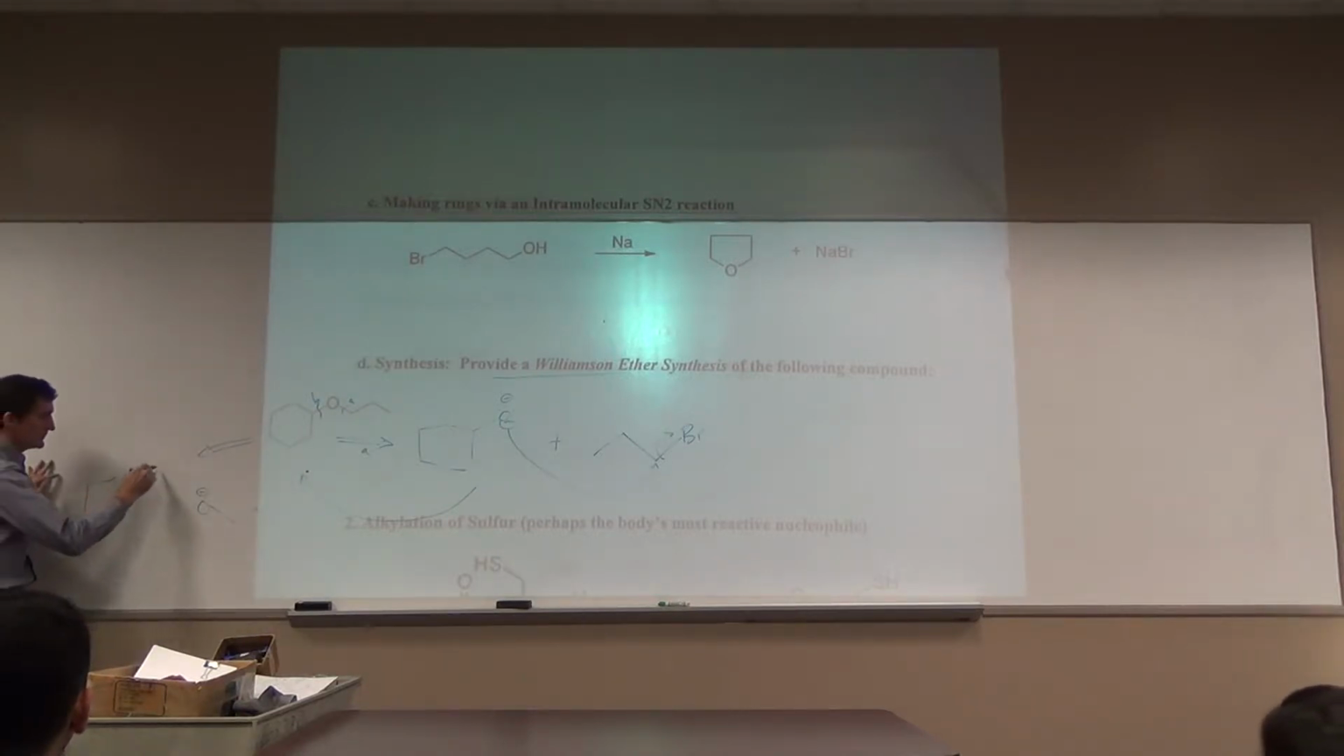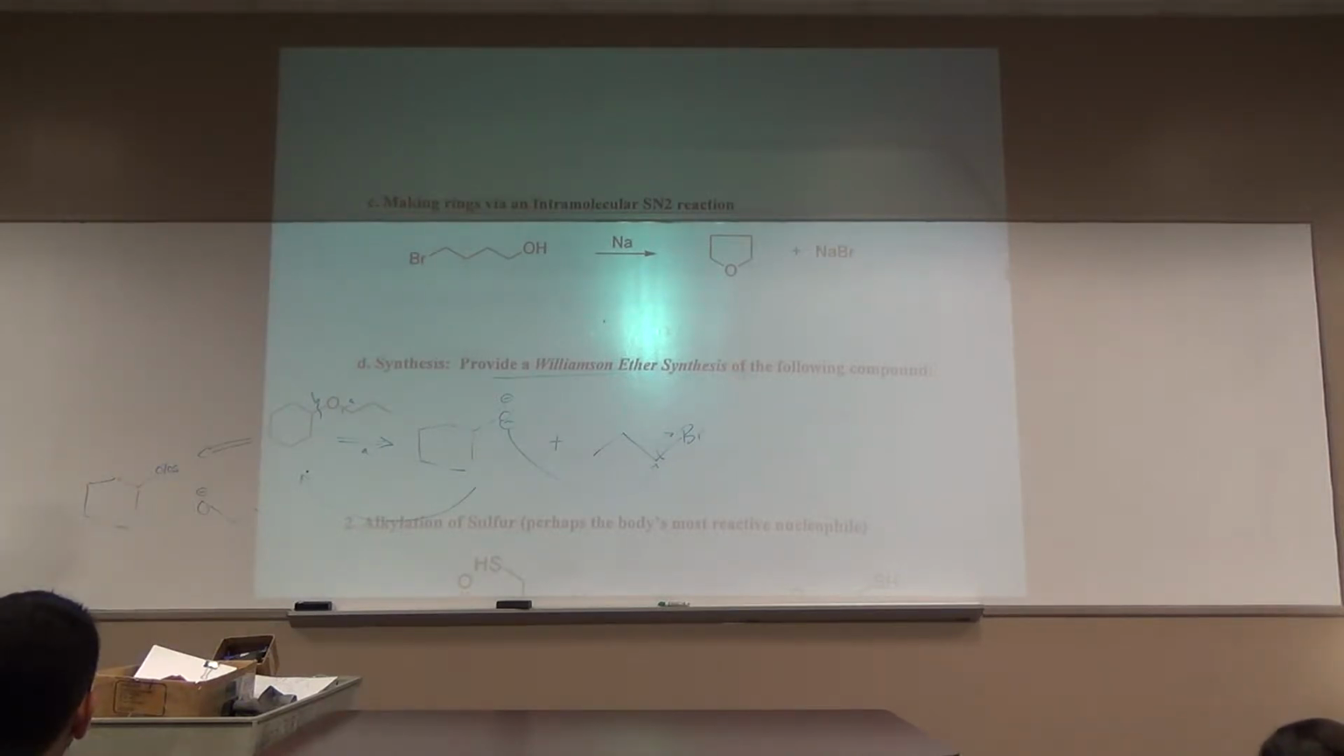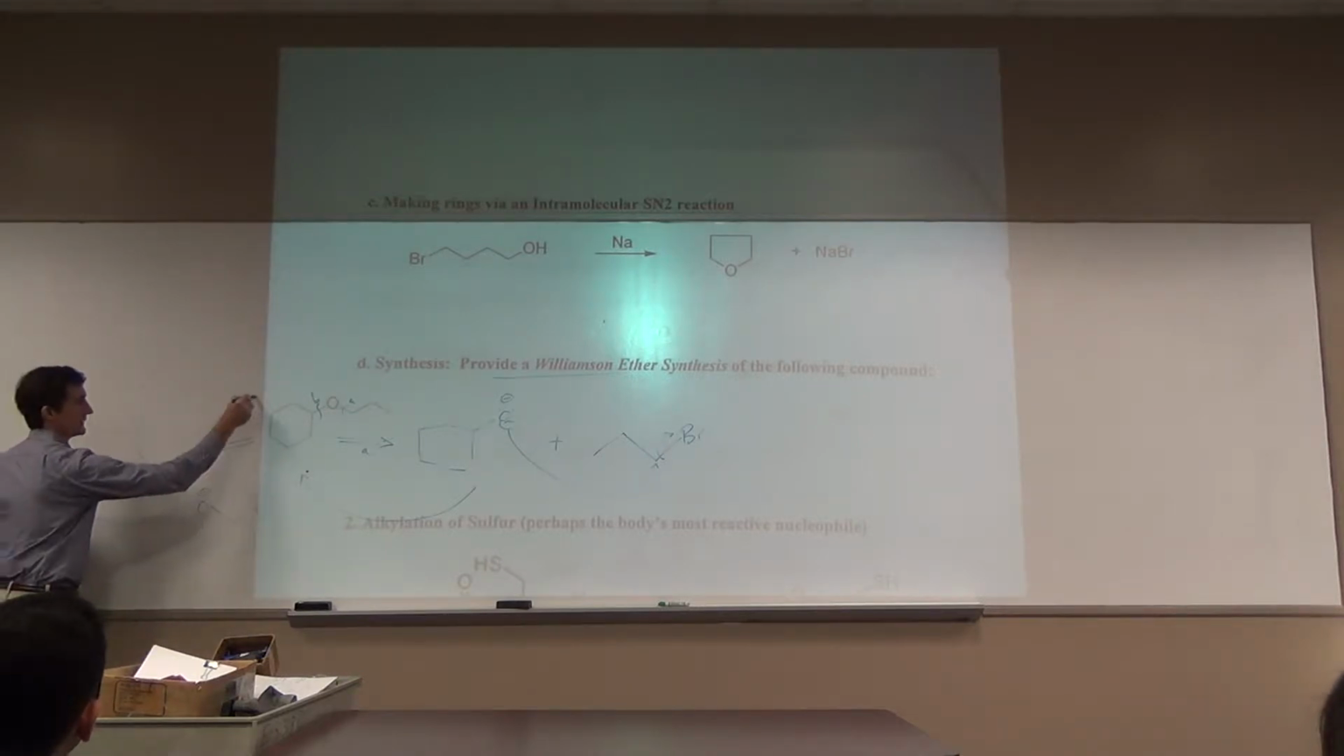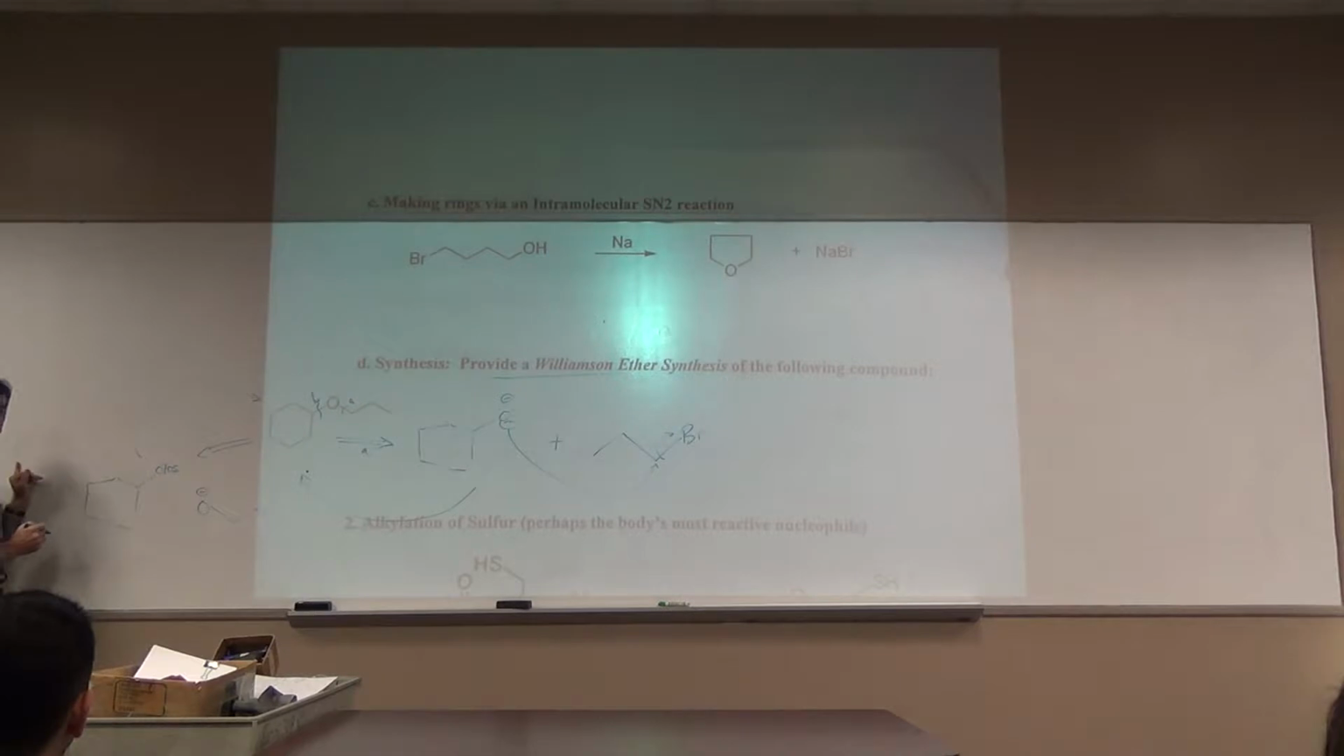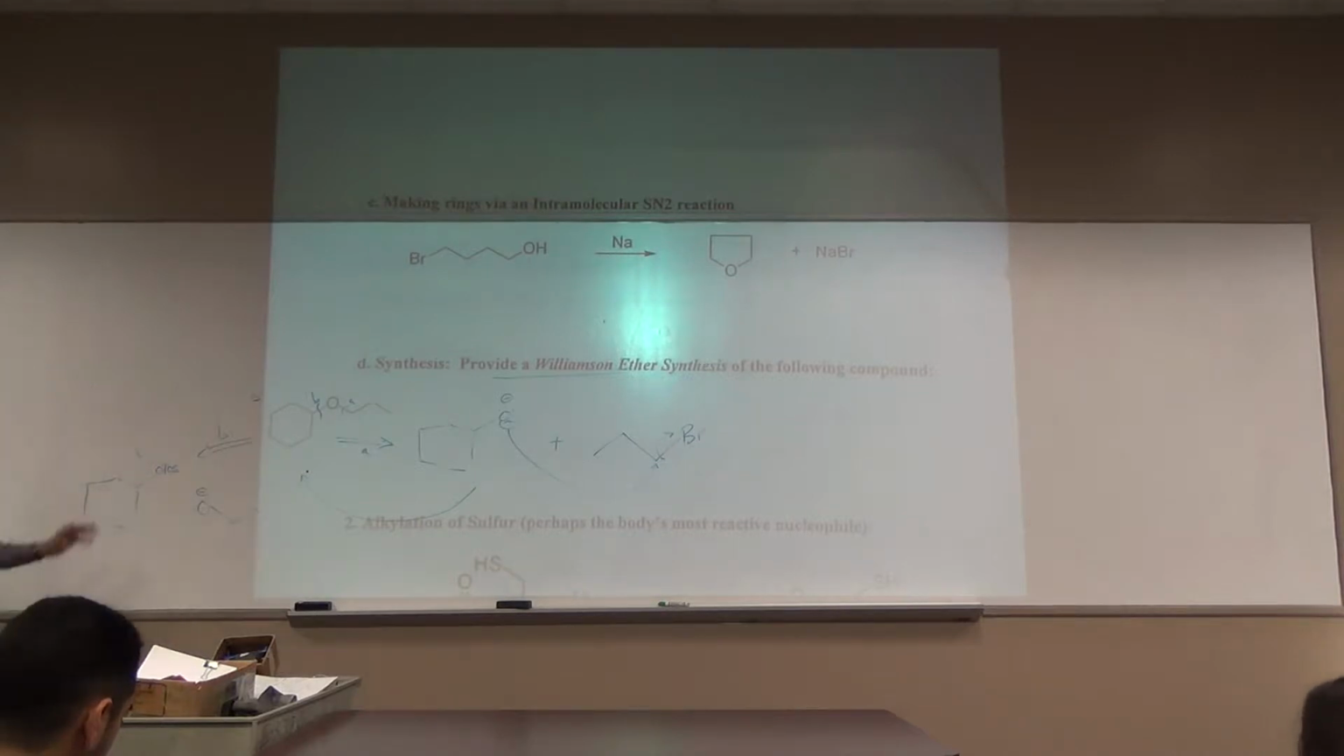Or do we need a leaving group here? How about an OTs? Is that a good leaving group? Would these two react to give that? That is, we went forward instead of backward. Yes, this is two different Williamson ether syntheses. The leaving group doesn't matter. I could have put tosylate over there. I could have put iodide over here, the LG. So this is two different Williamson ethers.